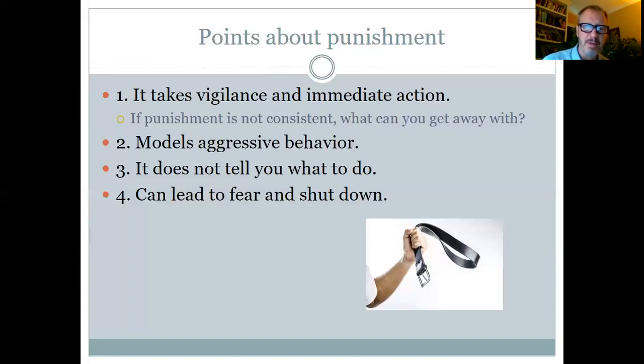And that's the thing. If you use punishment, you're going to have your learner typically look for, when can I get away with this behavior? And if the teacher, the parent, whoever's driving this learning situation, if they're not vigilant, you're going to have the learner look for ways to get away with the behavior that's not desired. So it takes vigilance and immediate action.